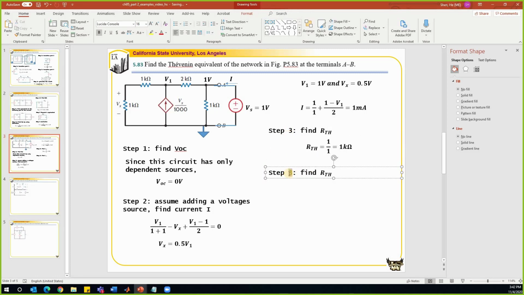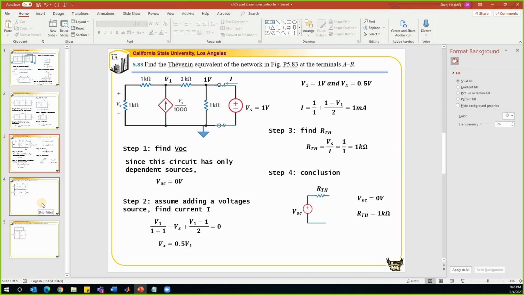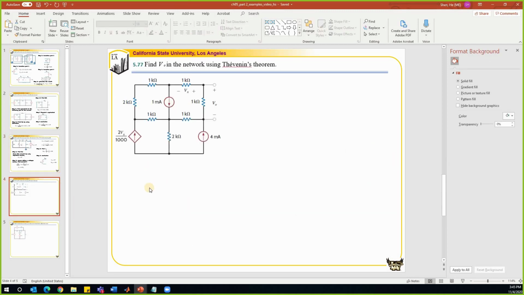This problem asks for the Thevenin equivalent circuit with VOC equal to 0 and RTH equal to 1 kilo ohm. So let's look at this problem. It looks much more complex compared to the previous one, right? By looking at this problem, we see independent sources and, at the same time, dependent sources. So it implies that we can only use the general method to solve this problem.